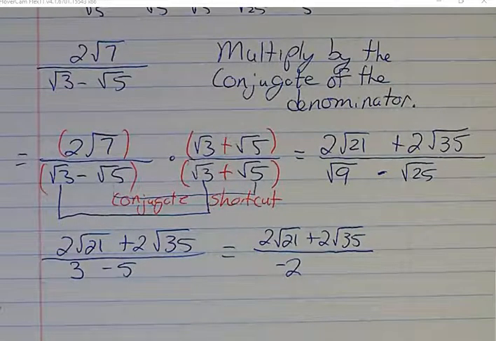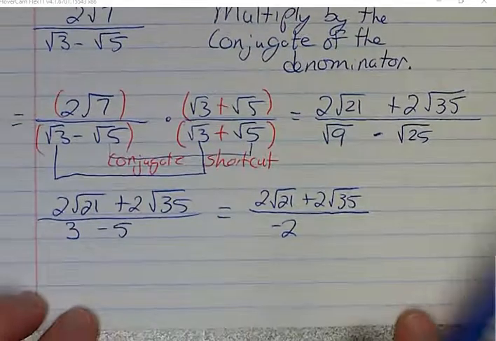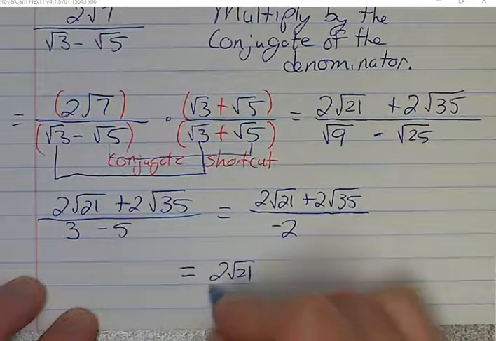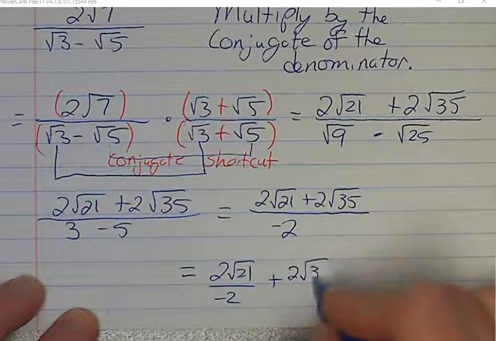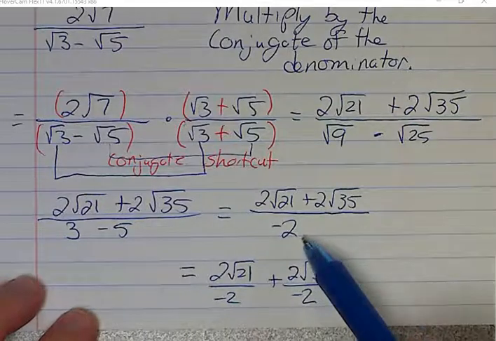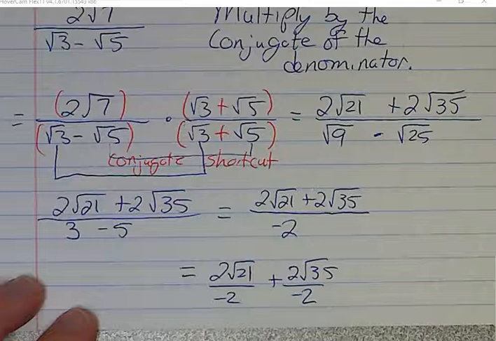Okay, now, here's where we have to go way back to some problems that we did before. If you get to the end and you've got just a number on the bottom, they want you to split this up as 2 separate fractions to see if there's anything you can do to simplify. So we're going to break it up as 2 times the square root of 21 over negative 2 plus 2 times the square root of 35 over negative 2. If you have just one number, you've got to put it underneath both of the terms you've got on the top.